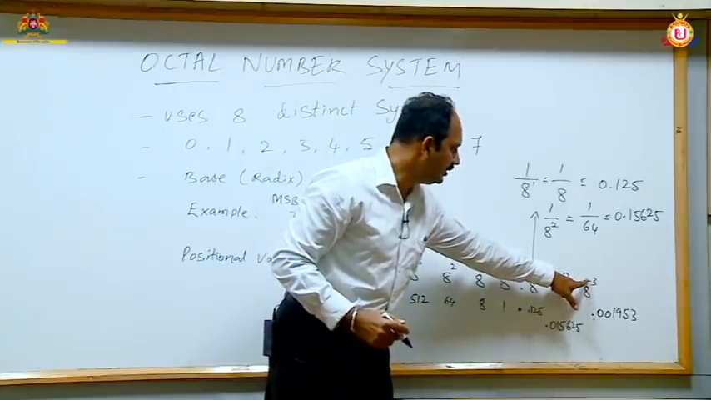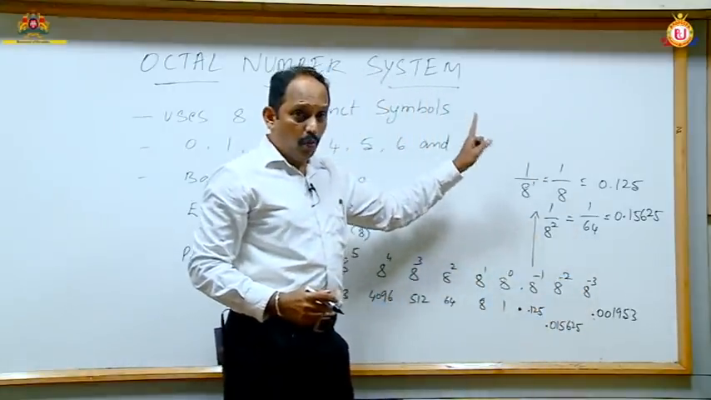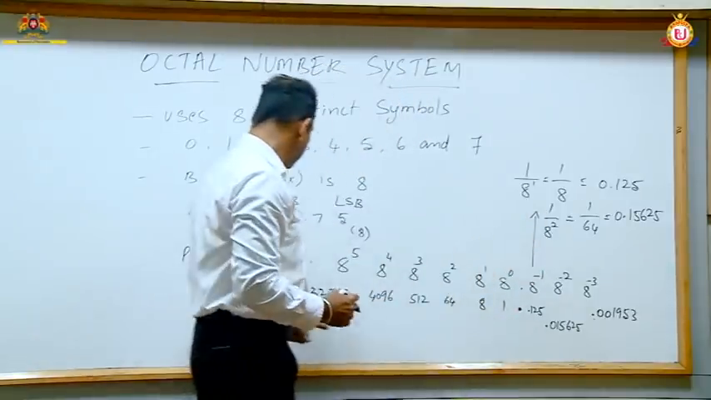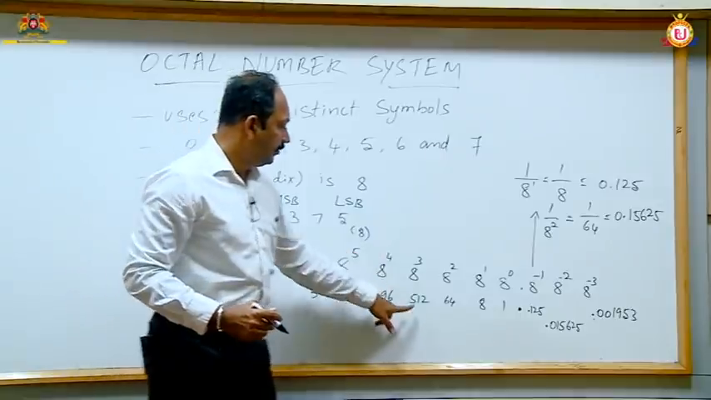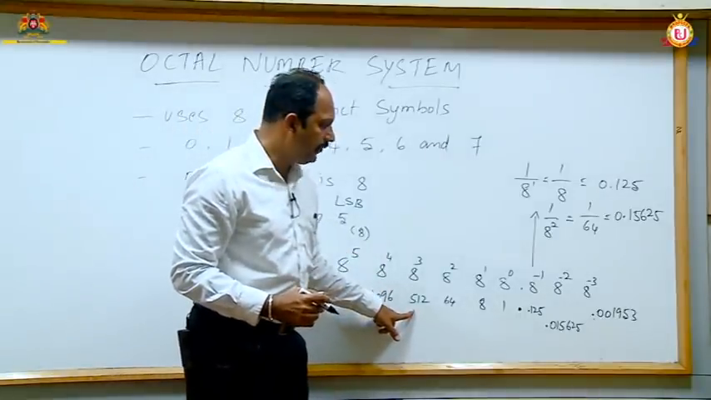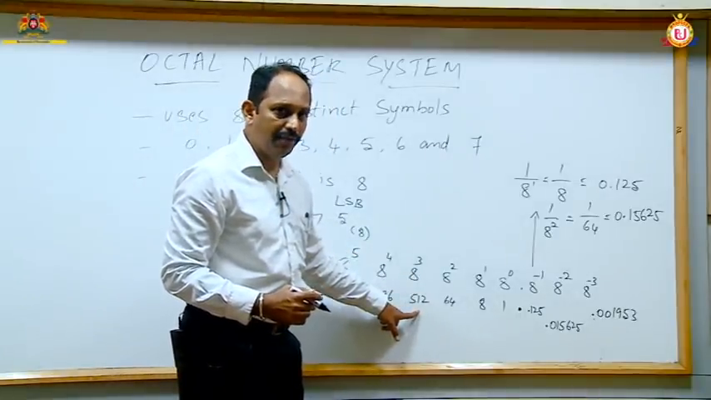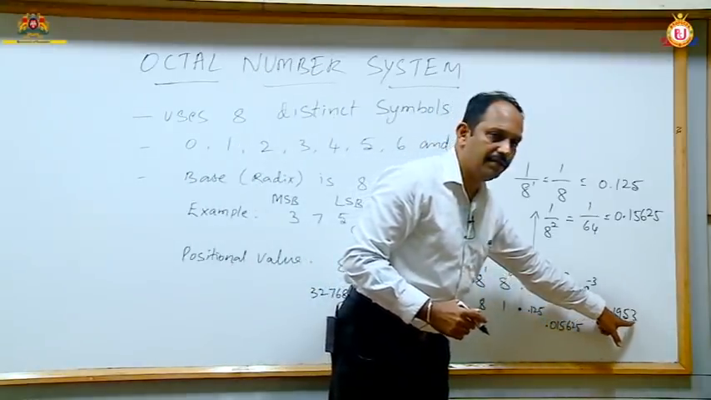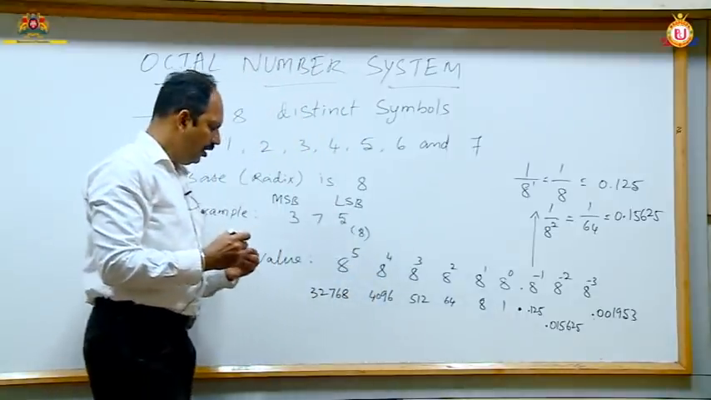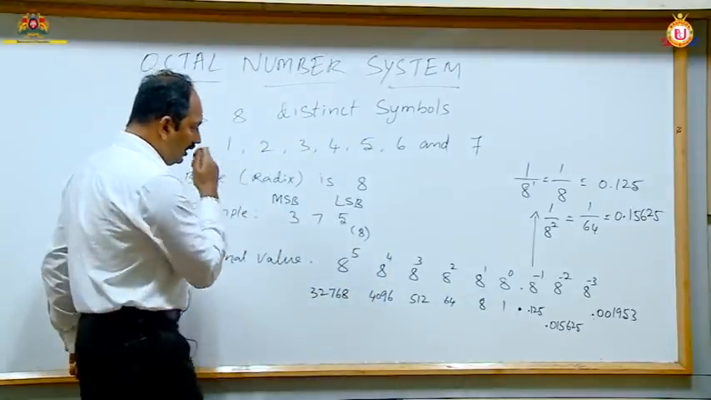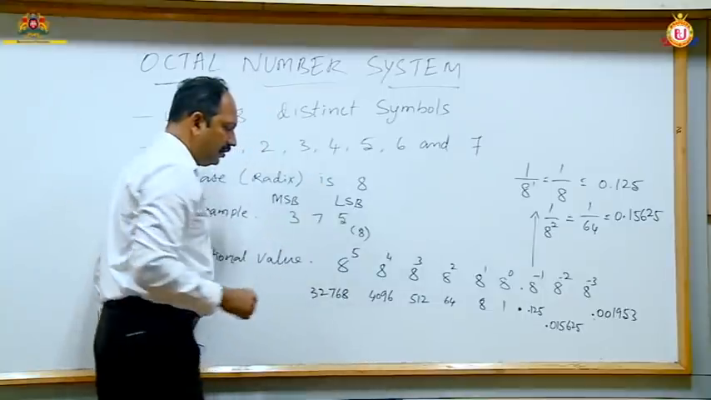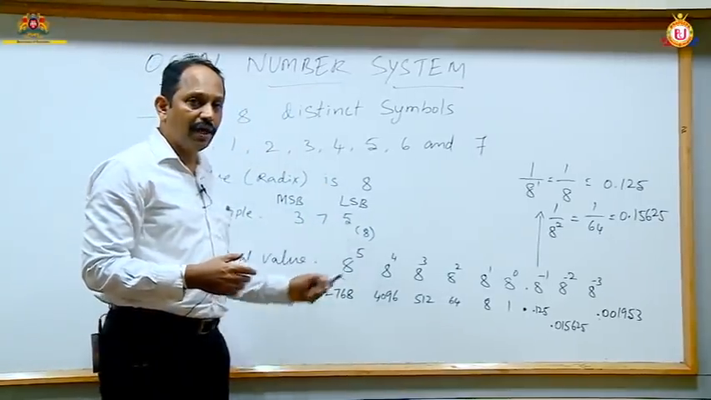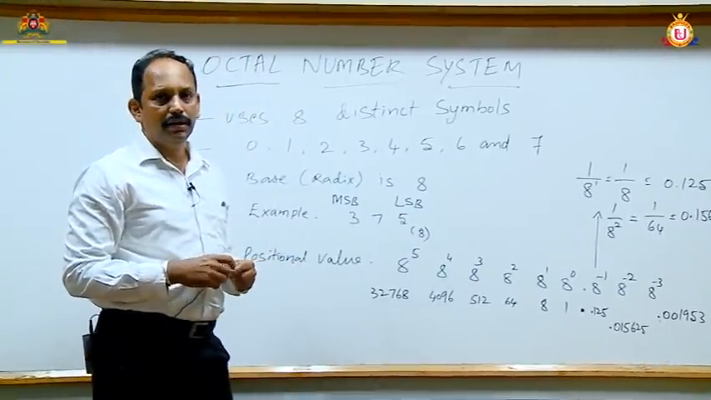And a to the power of minus 3 is nothing but 1 divided by a to the power of 3. 1 divided by a to the power of 3 is 1 divided by 512. 1 divided by 512 is 0.001953. Now let us calculate what is 375. What is the value of octal 375 in decimal number?